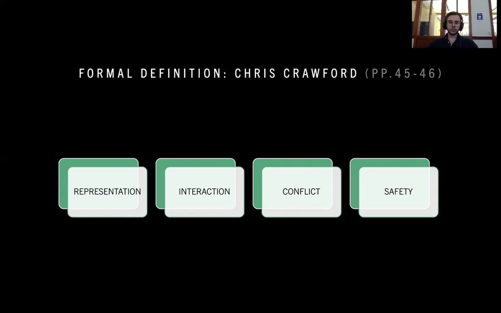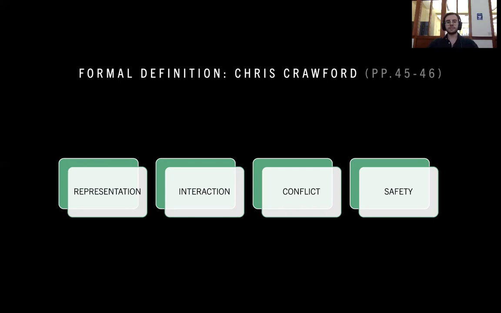And Chris Crawford doesn't have a fixed sentence that tries to encapsulate what games are, but he refers to games as having four distinct aspects that all games have in common, or all good games, according to him, here referring to video games especially. And he talks of representation, interaction, conflict, and safety.